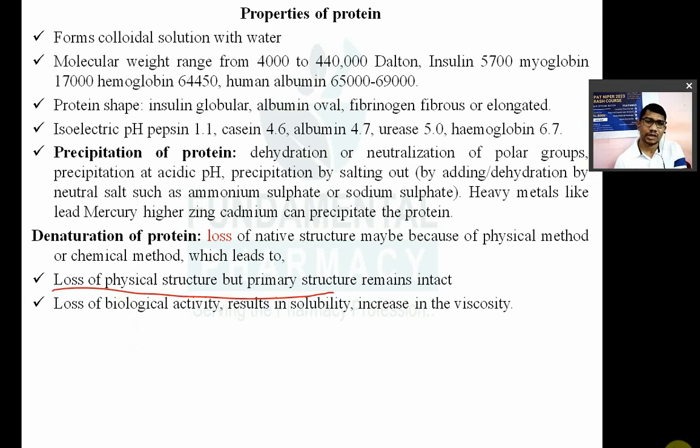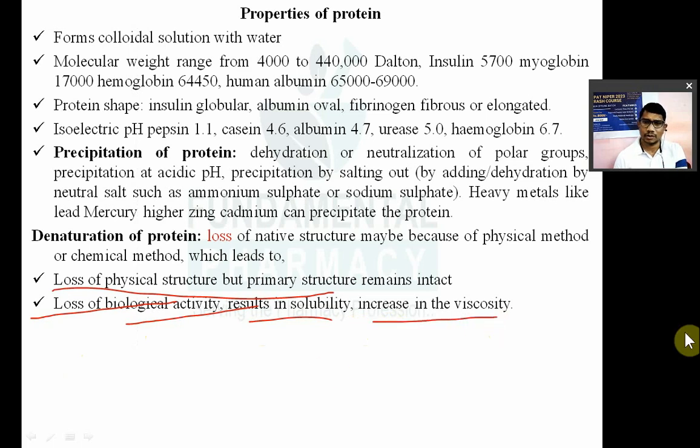Loss of biological activity: जैसे प्रोटीन है आपका इंसुलिन. इंसुलिन क्या है? एक प्रोटीन है, उसका काम क्या है? To decrease the blood sugar level. So if you heat the insulin, if you denature the insulin, there is a loss of biological activity of insulin. Also, denaturation can result in insolubility and increase in viscosity.